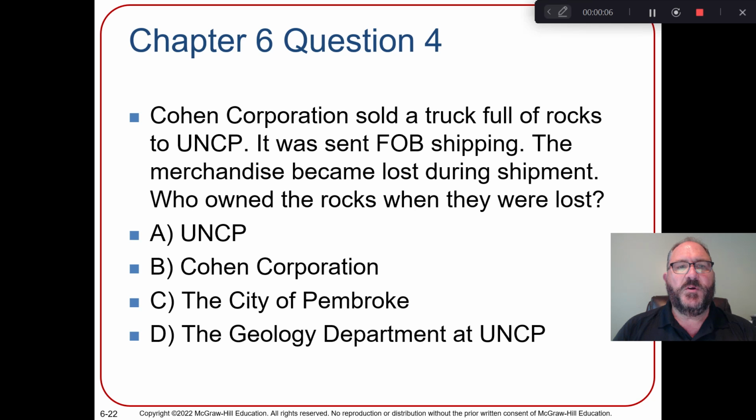Question number 4. Cohen Corporation sold a truck full of rocks to UNCP. It was sent FOB shipping. The merchandise became lost during shipment. Who owned the rocks when they were lost? Okay, so remember it was sent FOB shipping. Go ahead and answer this question. Make sure you write it down so you can use it on your quiz.